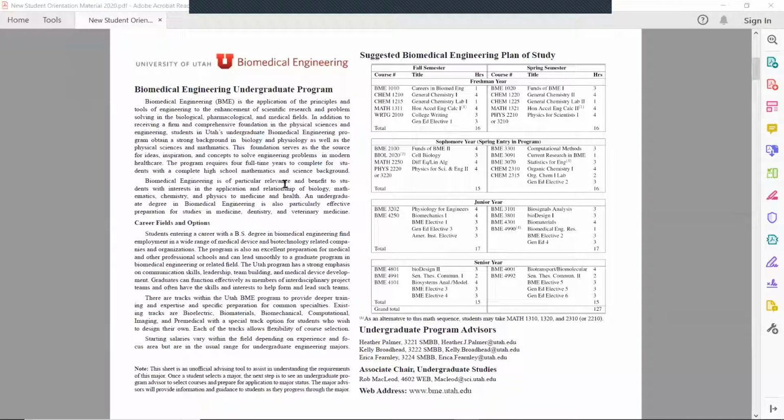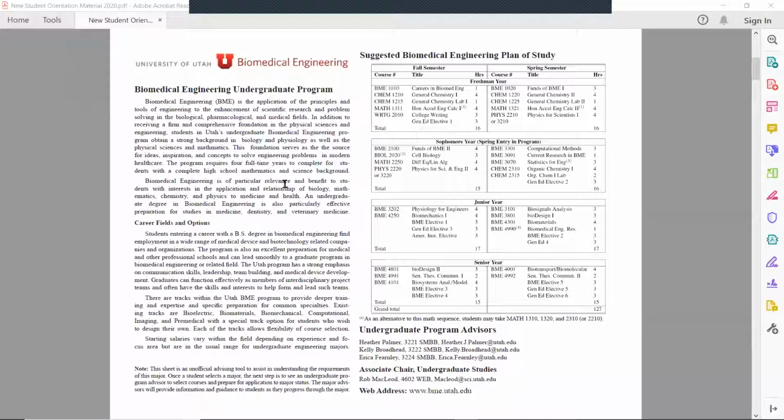Okay, so now that we've gone through the general outline of the packet, let's go ahead and start putting together a plan of study for you. So let's start with a sense of what a plan of study looks like. The goal today for you is to just figure out your fall semester.